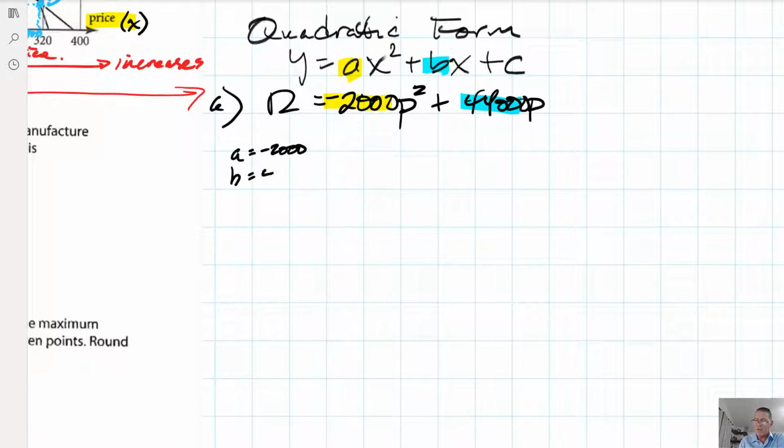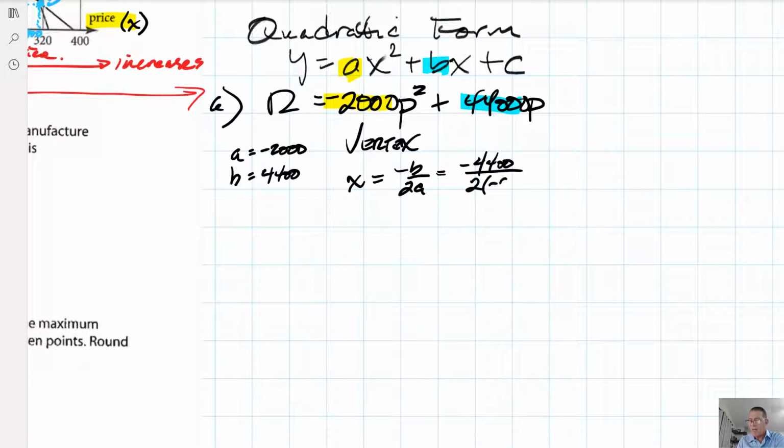When I'm trying to find the vertex, I always start off with finding the x value of the vertex first, and it's always found by taking negative b divided by 2 times a, which for us, b is 4,400. So I take negative 4,400 and divide it by 2 times a, which is negative 2,000. I substitute my values in and get negative 4,400 divided by negative 4,000. A negative divided by a negative is a positive, so we got a positive here, but positive what?